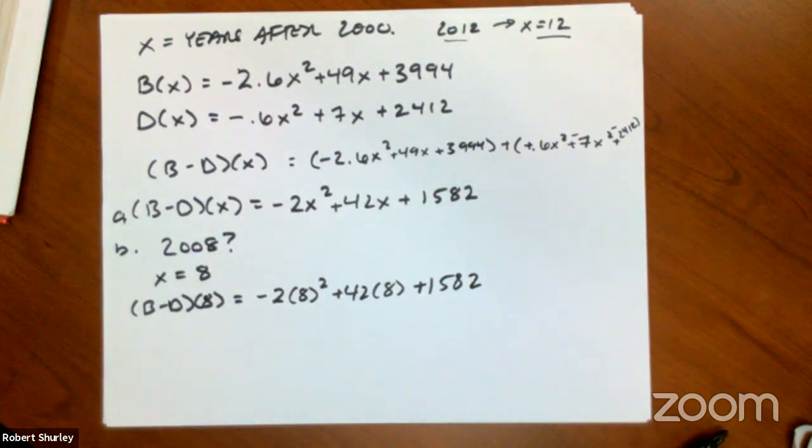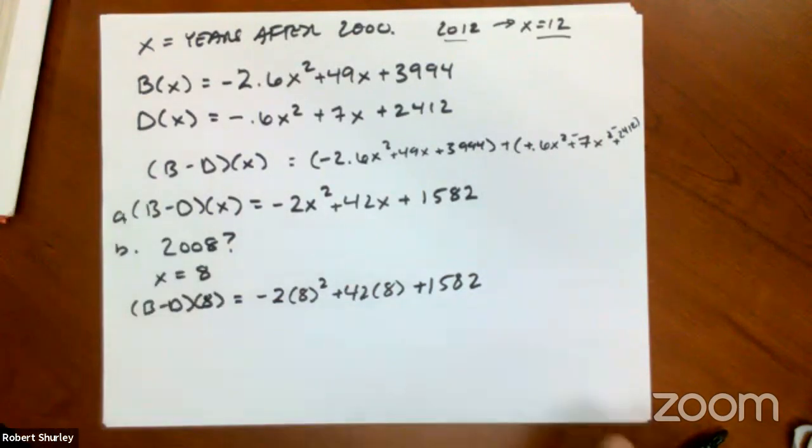See if I can put this in the calculator correctly. Negative 2 times 8 squared, 64. I'm going to put it in like that. Plus, not times, plus 42 times 8 plus 1,582. I got 1790. Is that what the book got? That's an important year.